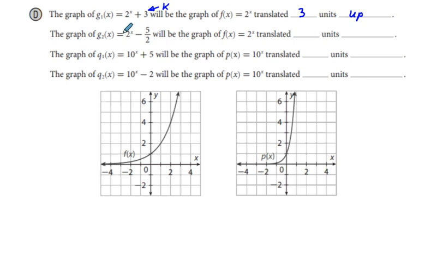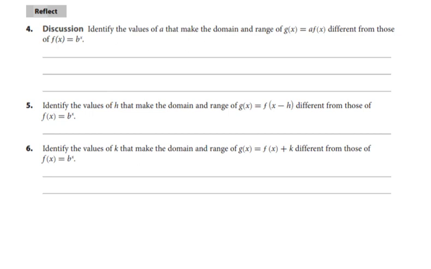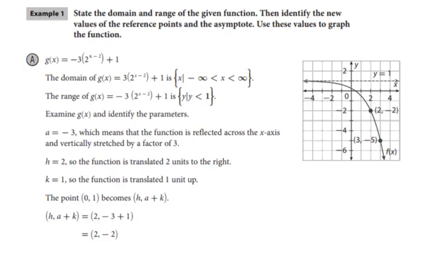And this one here, to the power of x minus 5 halves, we're going to translate 5 halves of a unit. And we have minus here, and it's going to be 5 halves unit down. And then we have 10 to the power of x plus 5, that's going to be 5 up. And we have 10 to the power of x minus 2, we're going to have 2 units down. Okay, now I don't want to get into this discussion here. Let's talk about combined.